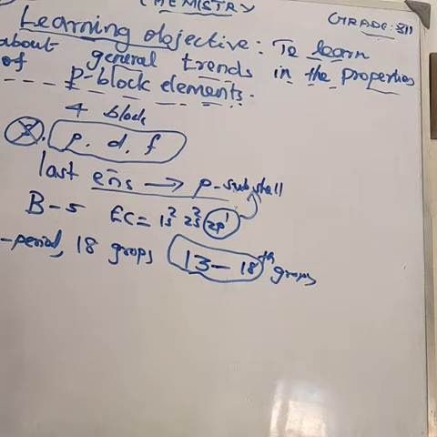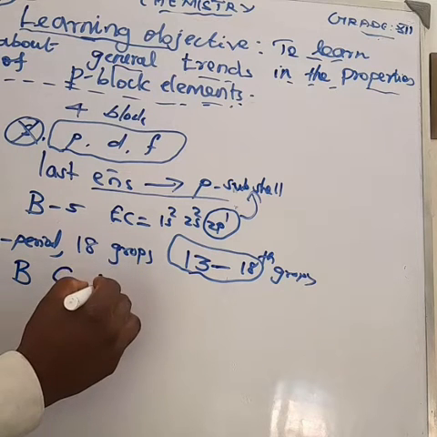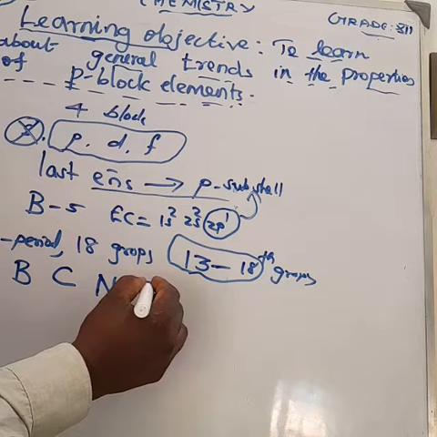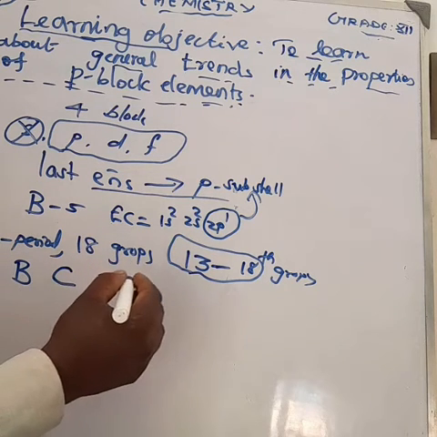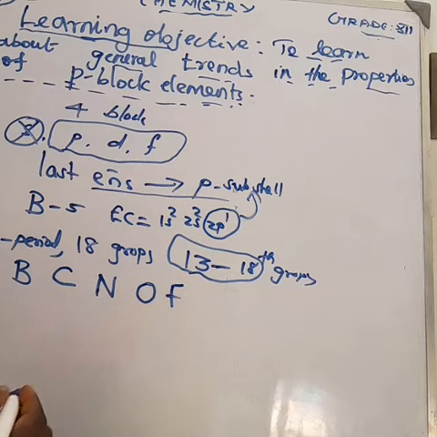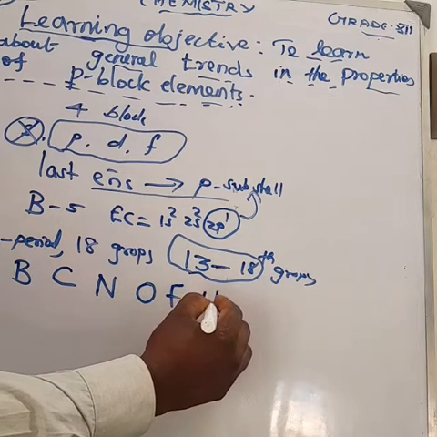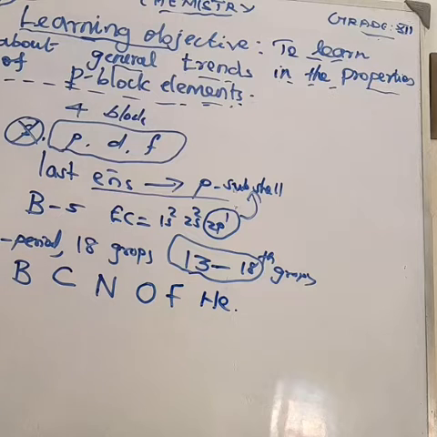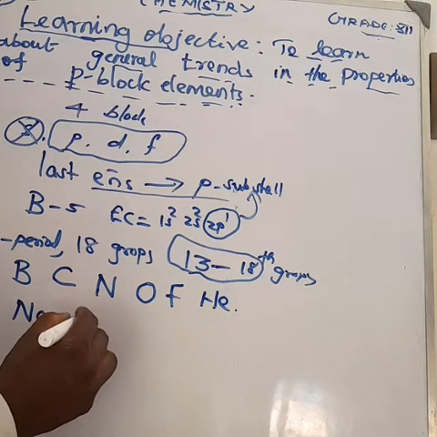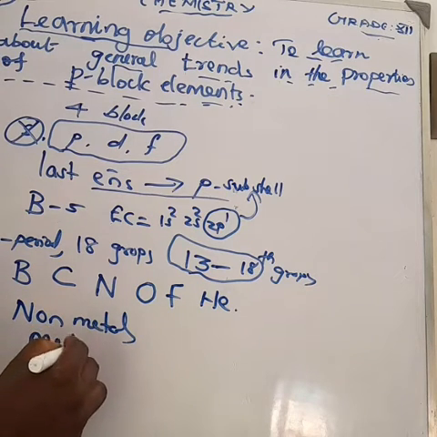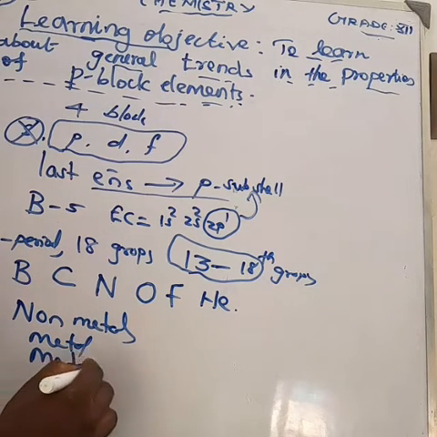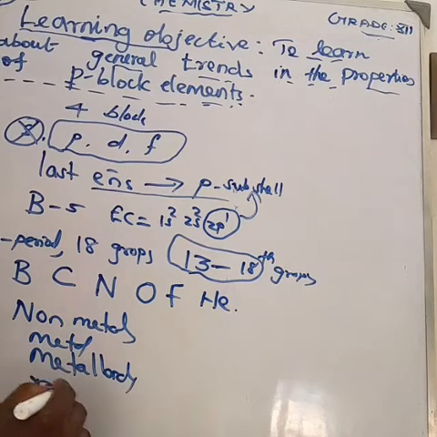In the 13th group, the first element is boron. 14th group, the first element is carbon. 15th group, the first element is nitrogen. 16th group, the first element is oxygen. 17th group, the first element is fluorine. And the 18th group, the first element is helium. Am I right? These groups include some non-metals, metals, metalloids, and some radioactive elements.